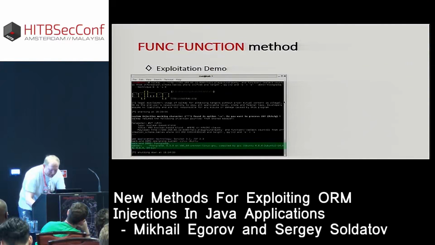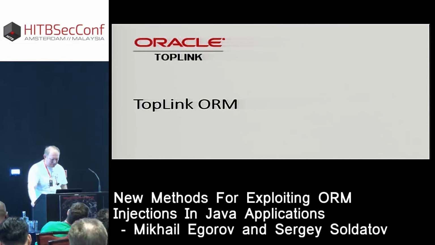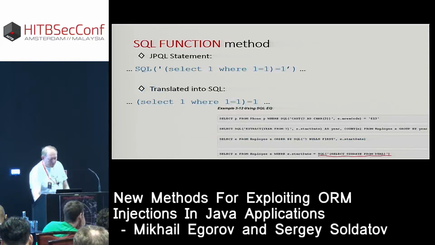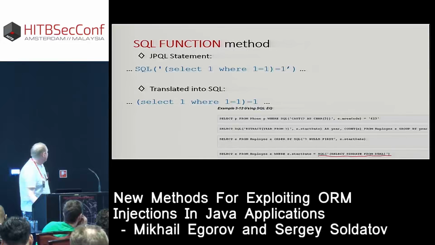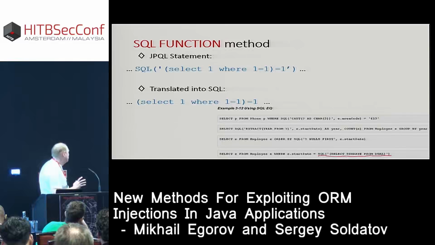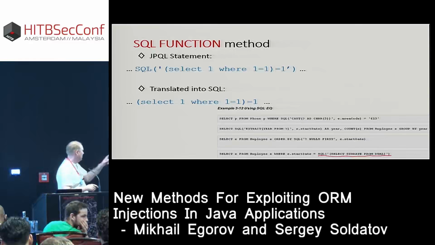Okay, let's continue. The second one, our patient, is TopLink ORM, and it's very similar to EclipseLink. It has a function with another name, but with the same functionality. Here you can see an abstract from the documentation that explains why we have the SQL function. Actually, the documentation for this function is very useful. If you want to figure out how to exploit this very vulnerability, just look into the documentation, and there is a vulnerable example right in the documentation.